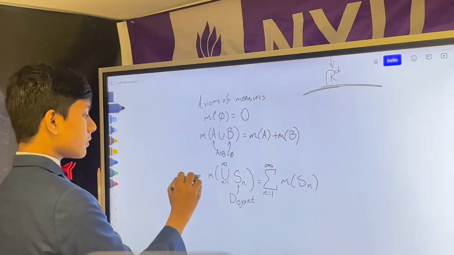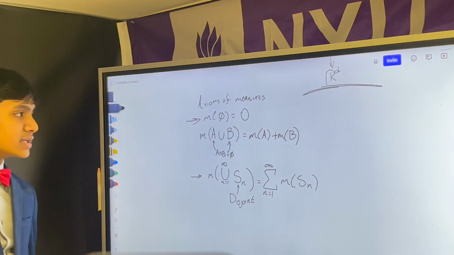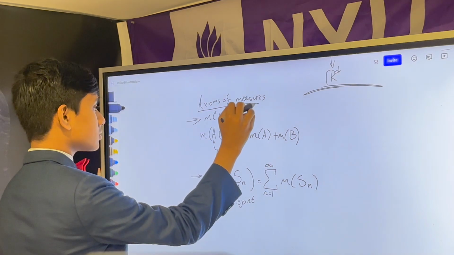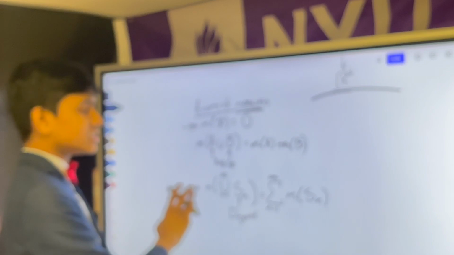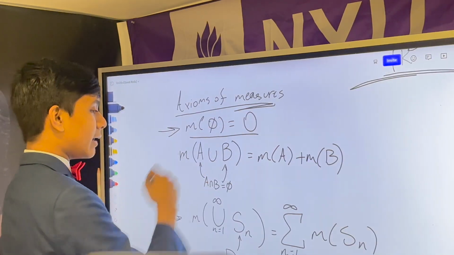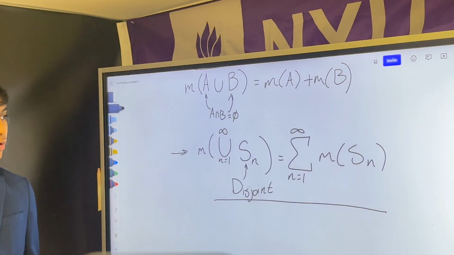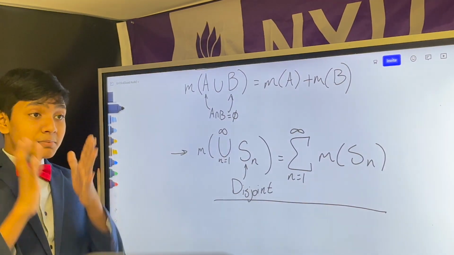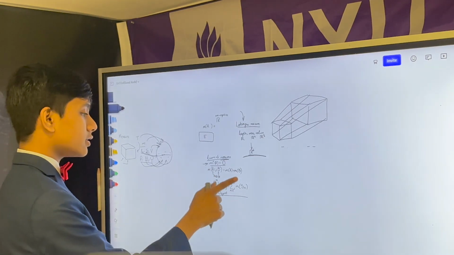So, these are the two big properties of measures. So these are the rules that we're generally operating on. The measure of the empty set is equal to 0, and the measure of the union of disjoint sets is equal to the sum of the measures of each of the sets. Right.